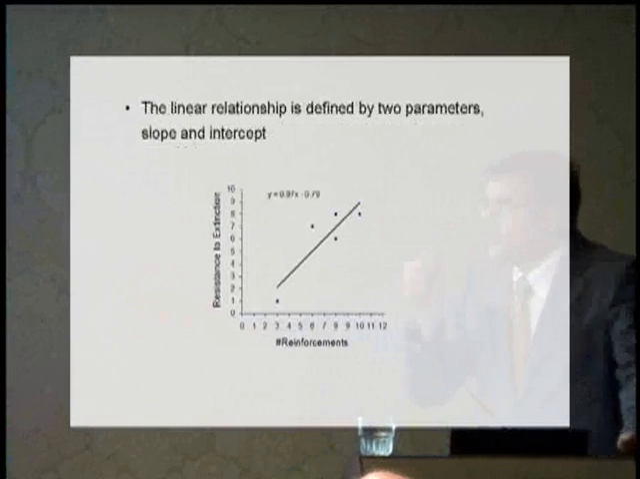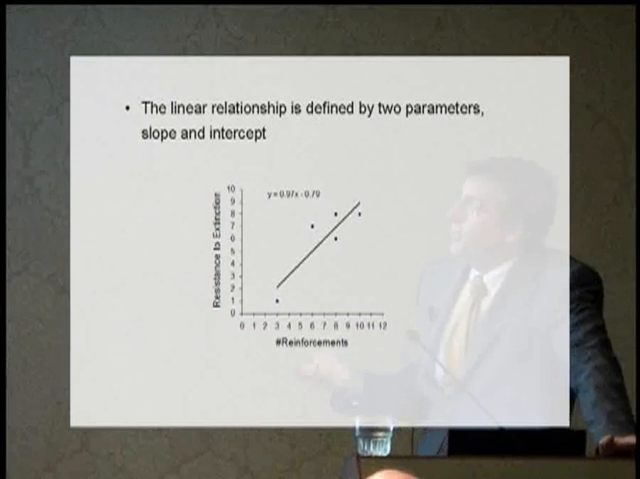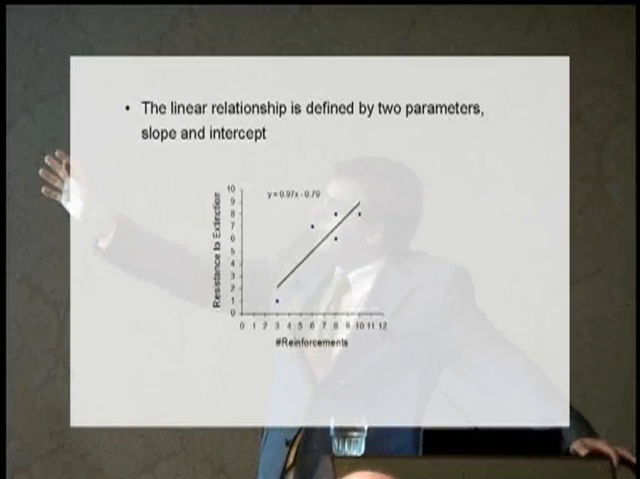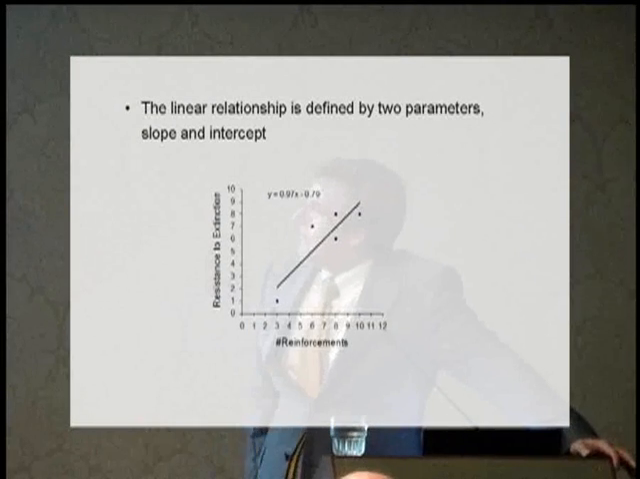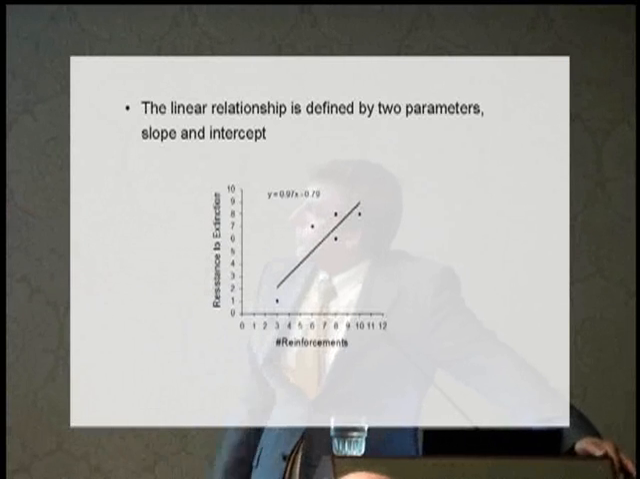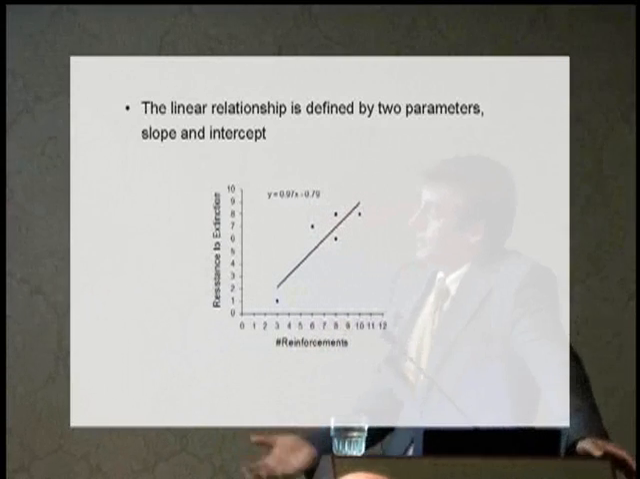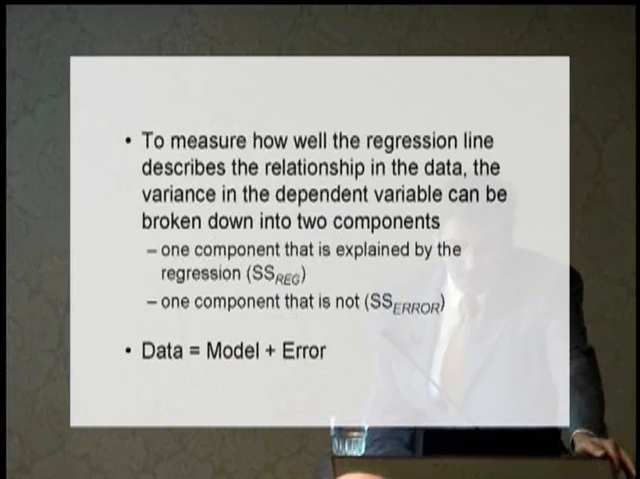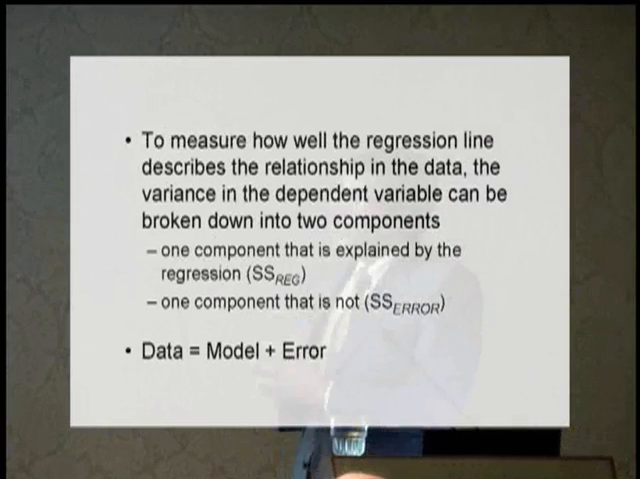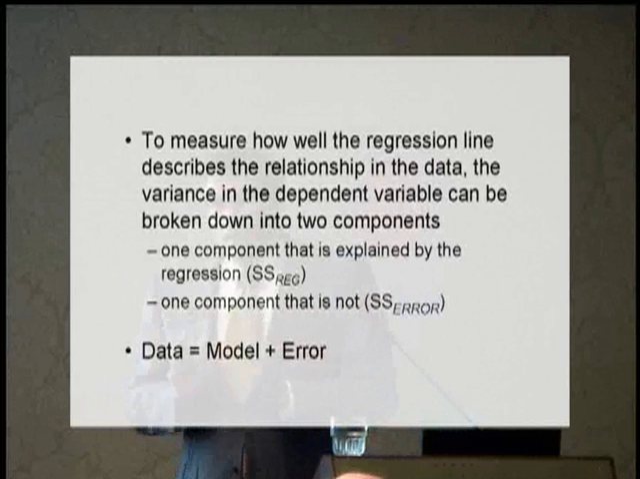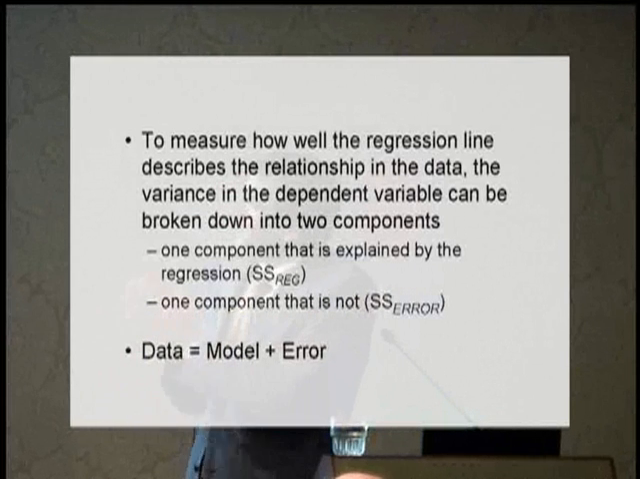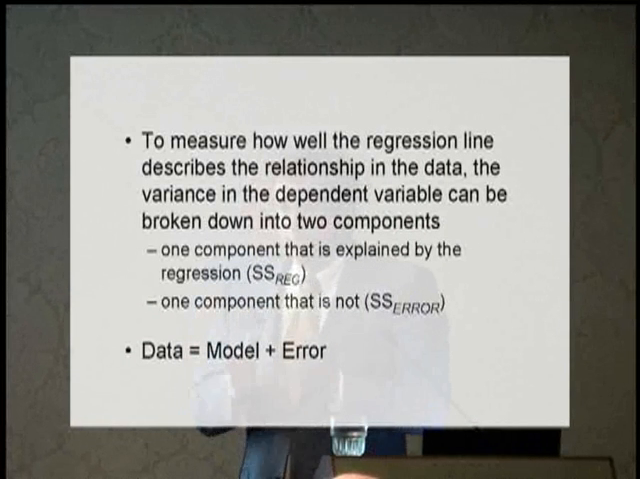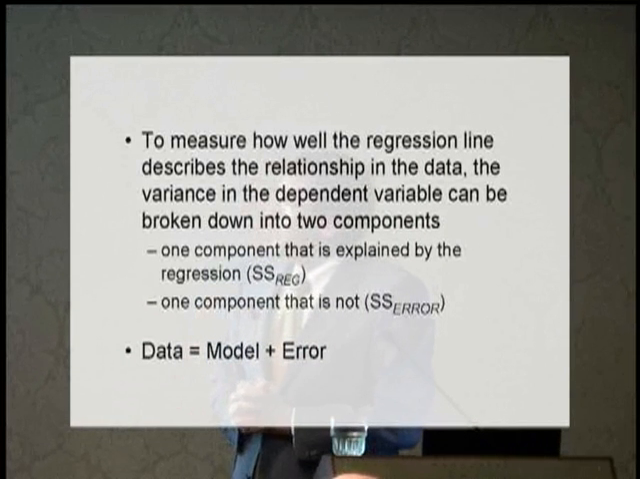And the linear relationship is defined by two parameters, the slope and the intercept. The slope and intercept of that line are shown: y equals 0.97x minus 0.79. So 0.97 is the slope, and minus 0.79 is the intercept. But we need to be able to measure how well that linear function, how well that regression line describes the relationship in the data between number of reinforcements and resistance to extinction.